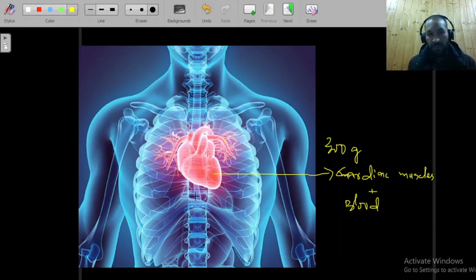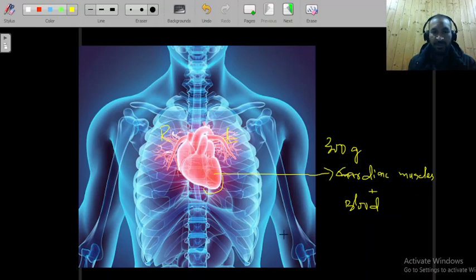If you see, it's present between your two lungs, the right and the left lung, and slightly tilted to the left. So this is on the left, and this is the right side. This is the left side. So it's present between the right and the left lung and slightly tilted to the left. If you look at this section, slightly to the left.